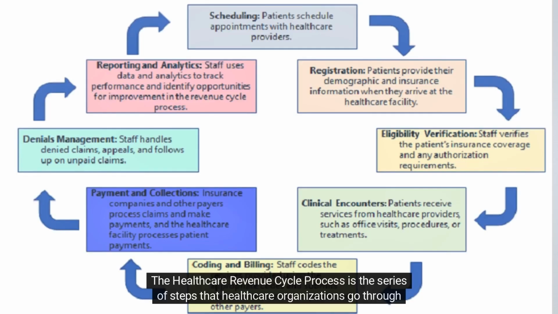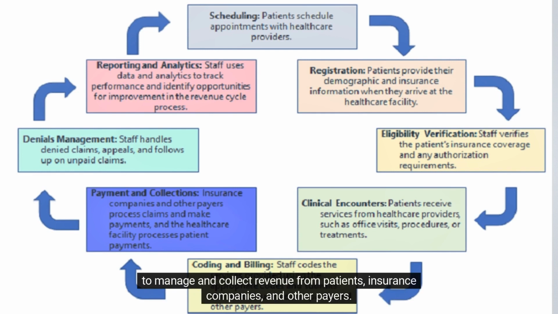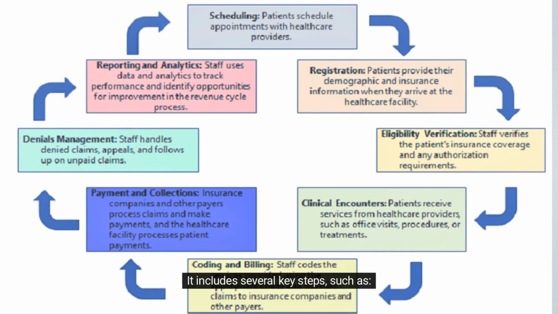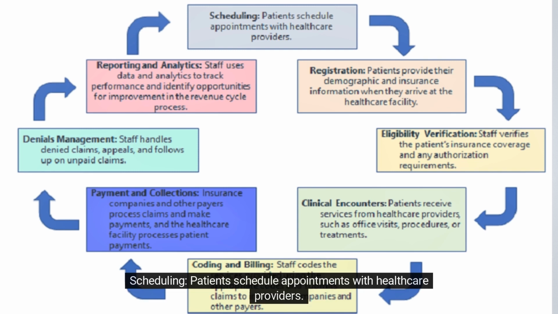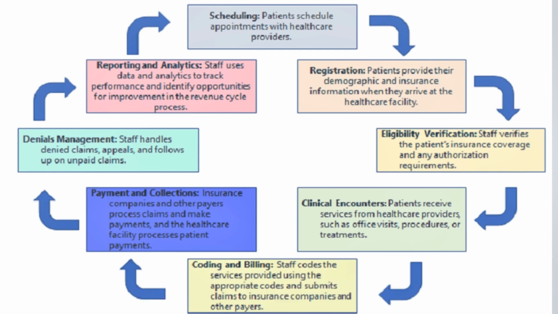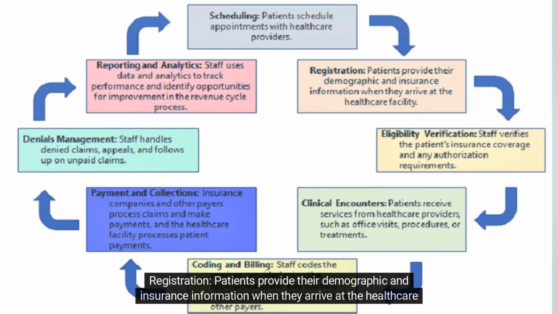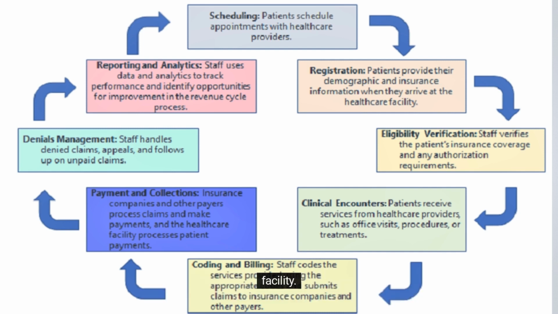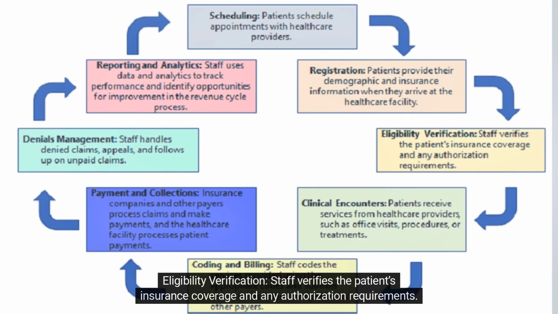The healthcare revenue cycle process is the series of steps that healthcare organizations go through to manage and collect revenue from patients, insurance companies, and other payers. It includes several key steps, such as scheduling. Patients schedule appointments with healthcare providers. Registration. Patients provide their demographic and insurance information when they arrive at the healthcare facility. Eligibility verification. Staff verifies the patient's insurance coverage and any authorization requirements.